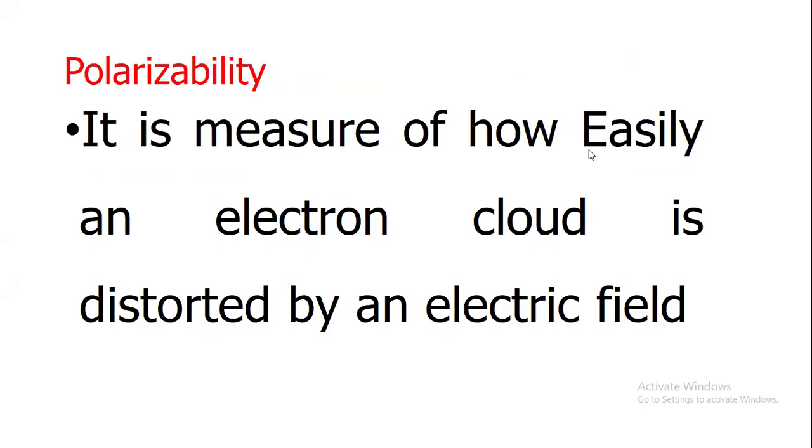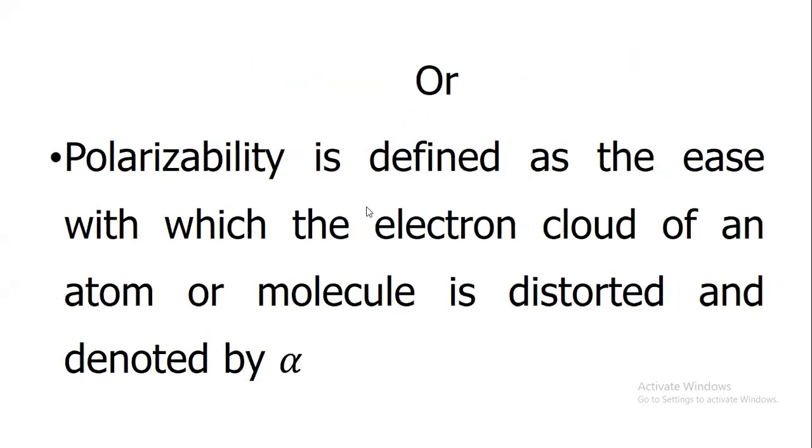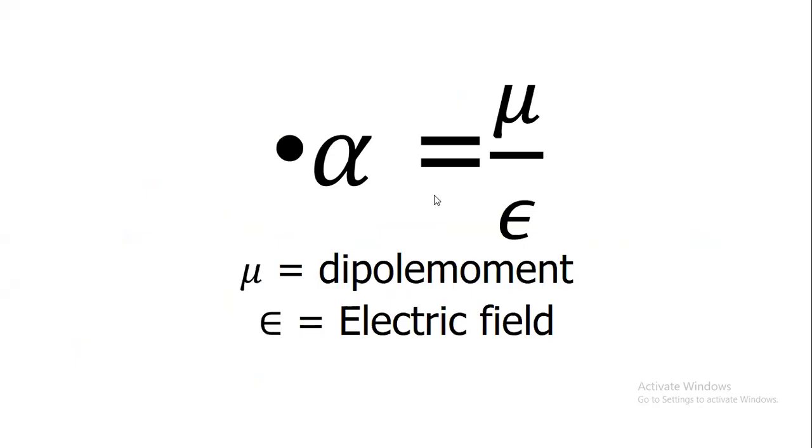Polarizability is the measure of how easily an electron cloud is distorted by an electric field. Also, polarizability is defined as the ease with which the electron cloud of an atom or molecule is distorted, and it is denoted by alpha. So alpha equals mu over E, where mu is the induced dipole moment and E is the electric field.